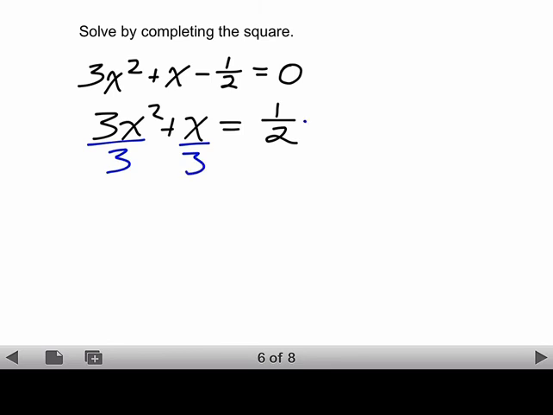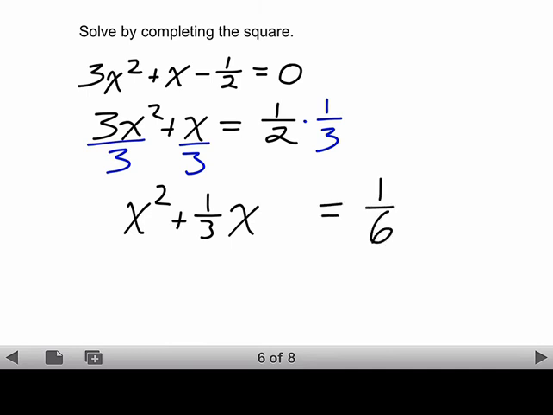Remember, to divide by 3 is the same as multiplying by a third, which might be useful when you're looking at that fraction. And so here I have x squared plus 1/3 x is how I'm going to write that linear term. Leave a space because we're going to be completing the square, is equal to 1/6 on the right-hand side there. I'm going to take that middle term and multiply it by a half, which is probably the easiest way to think of it when that middle term is a fraction.